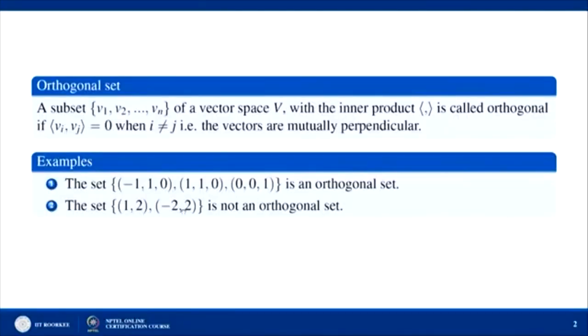Okay. Now if you take the inner product between these two vectors, it is minus 2 plus 4, which is 2, which is not equal to 0. That means this set is not an orthogonal set.